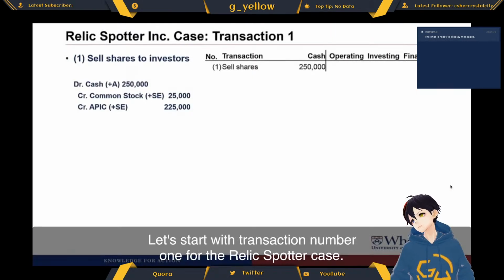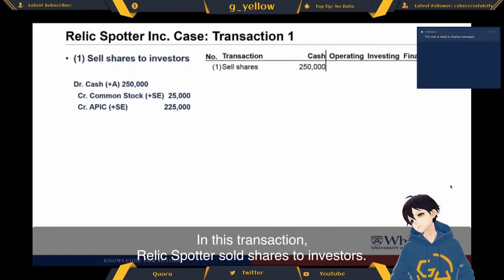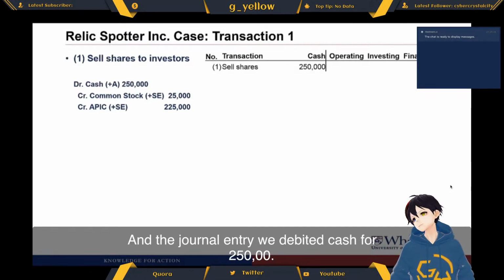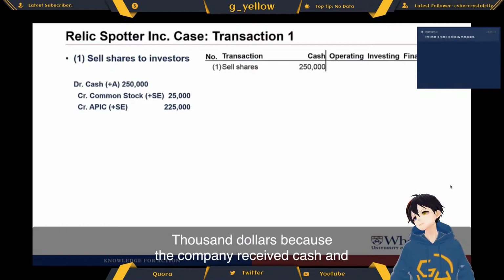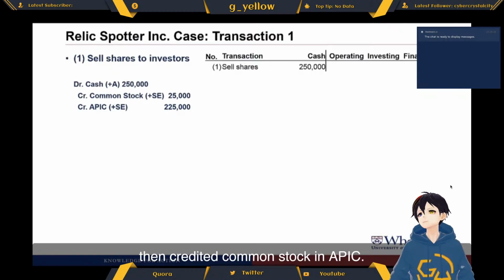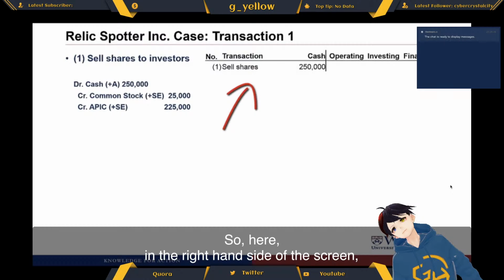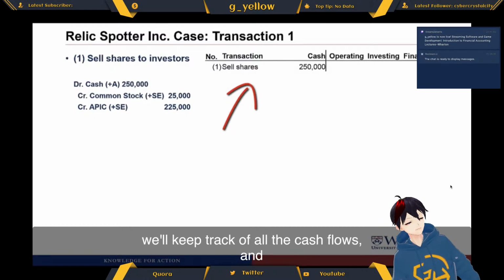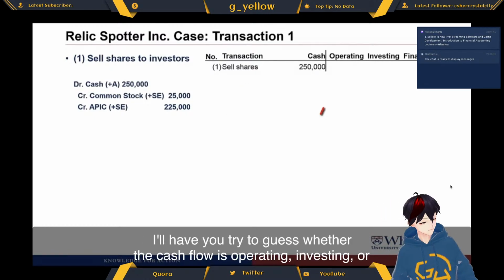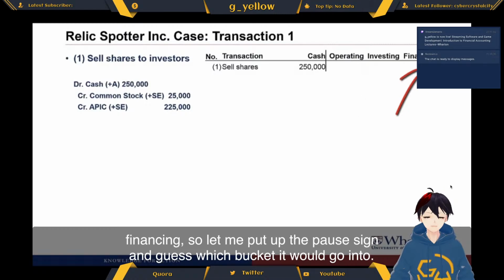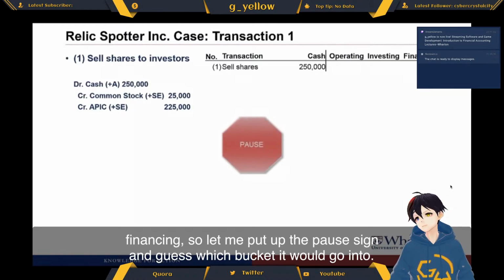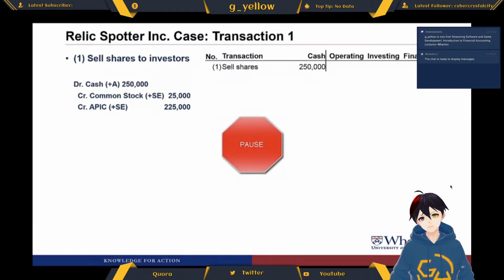Let's start with transaction number 1 for the Relic Spotter case. In this transaction, Relic Spotter sold shares to investors. In the journal entry, we debited cash for $250,000 because the company received cash, and then credited common stock and APIC. So here on the right-hand side of the screen, we'll keep track of all the cash flows, and I'll have you try to guess whether the cash flow is operating, investing, or financing. So let me put up the pause sign and guess which bucket it would go into.